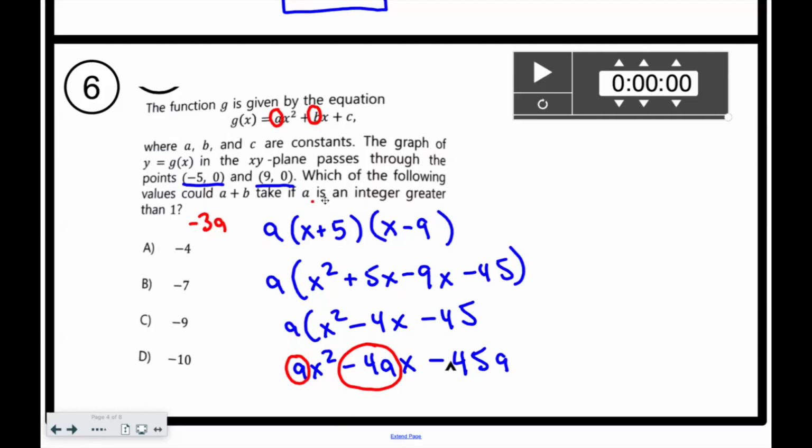Finally, a has to be an integer. So the only answer that could make sense is C, because if a is say 3, -3 times 3 is -9. To get -4, -7, and -10, -3 doesn't go into them. So a would have to be not an integer in order for that to happen. So again, it's a really hard problem. But we need to start with intercept form, get it in the standard form, do a plus b, and then see what this extra rule they're giving us, and see that this is the only answer here that we could get from this expression, given that a has to be an integer.